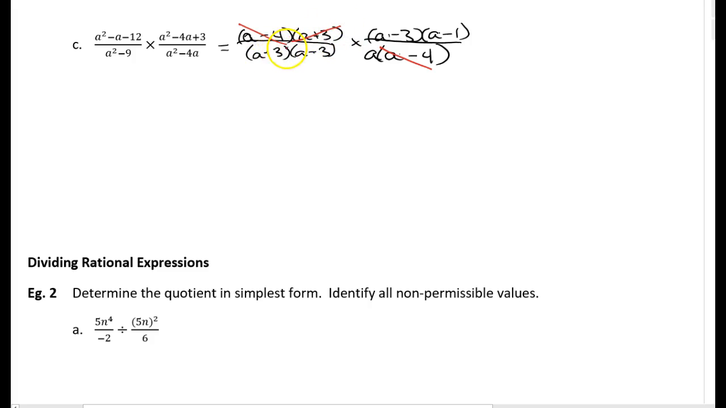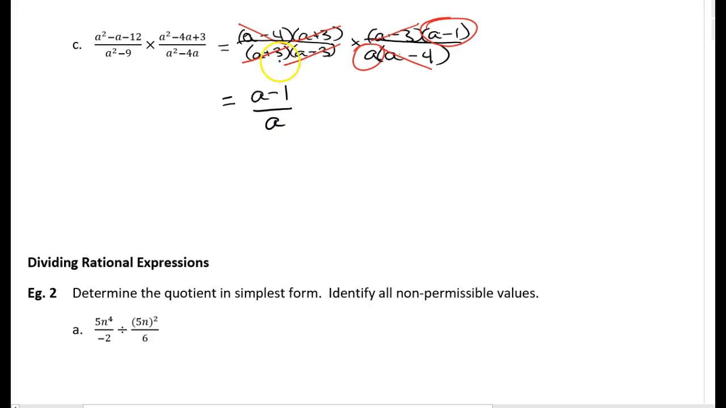A plus 3 shows up in the numerator and denominator, so they cancel out. A minus 3 also shows up in the numerator and denominator, so all I'm left with is these two pieces. So my simplest form is going to be a minus 1 over a.